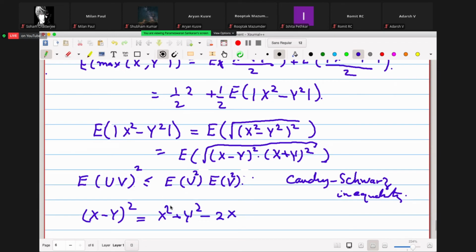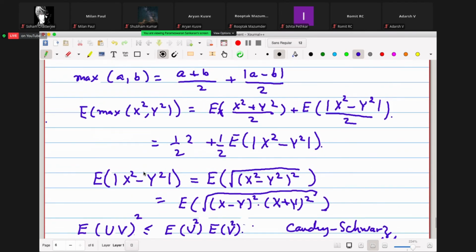Sorry, there is a square here: x square plus y square minus 2xy. That's right. So you use this inequality. Here you see, that's what you want.